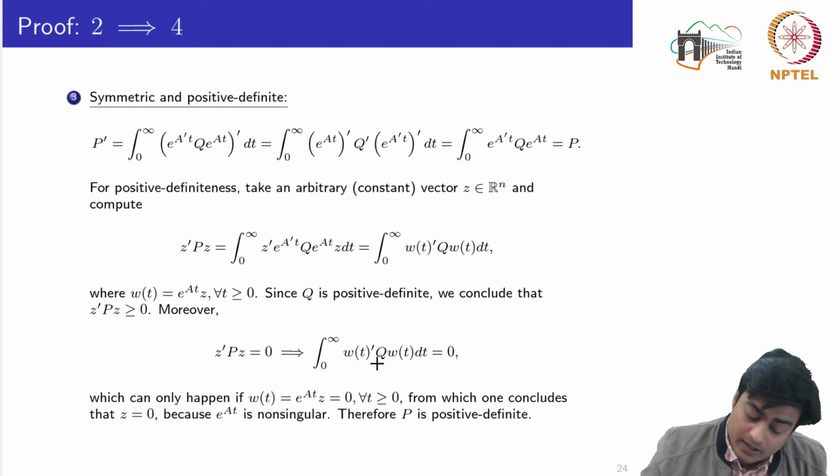this is a quadratic form, and this part would go to 0 only if this w(t) signal is 0, because Q is a positive definite matrix. w(t) equal to 0 means e to the power At Z is equal to 0, and e to the power At is a non-singular matrix already. So this will become 0 if and only if Z is equal to 0, right? From which we conclude that Z is equal to 0 because e to the power At is non-singular. Therefore P would always be a positive definite matrix.